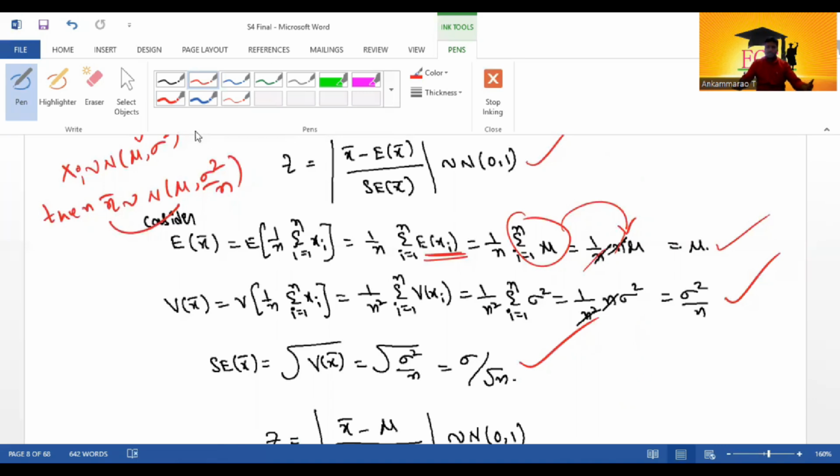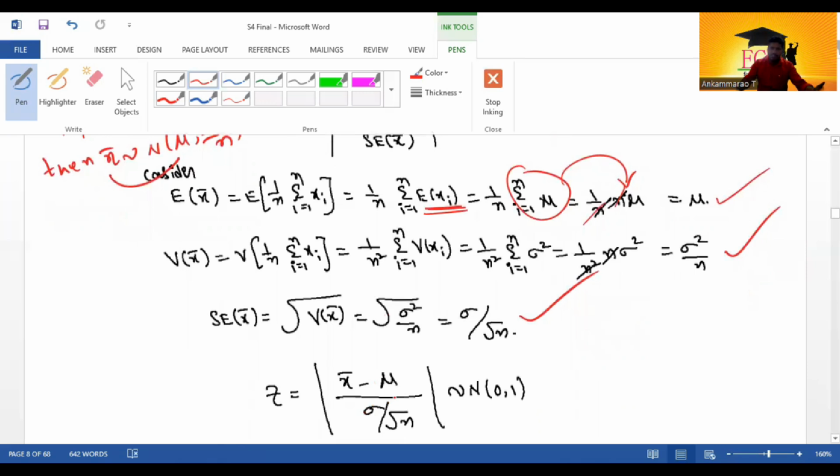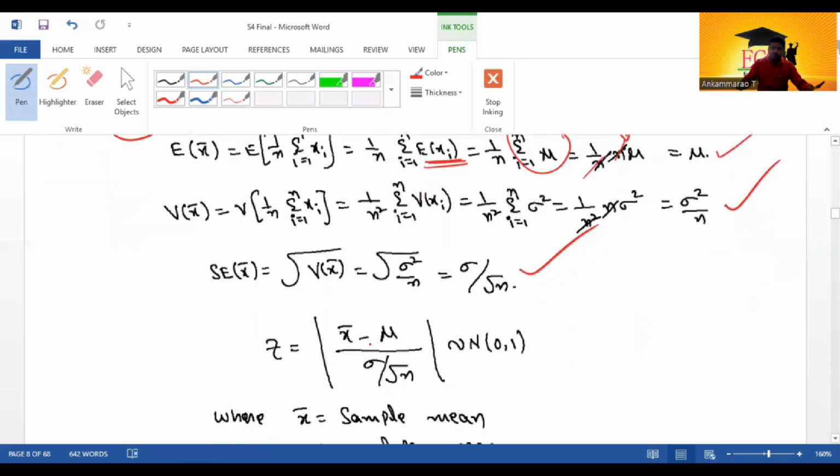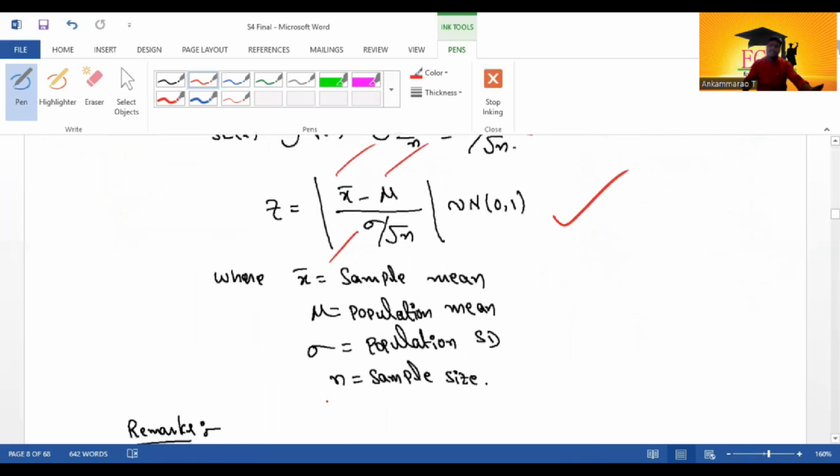Okay, these values are substituted in the z. That is z equal to modulus of x bar minus expectation of x bar, which is mu, divided by standard deviation of x bar, which is sigma by root n. Where x bar is the sample mean, mu is the population mean, sigma is the population standard deviation, and n is the sample size.